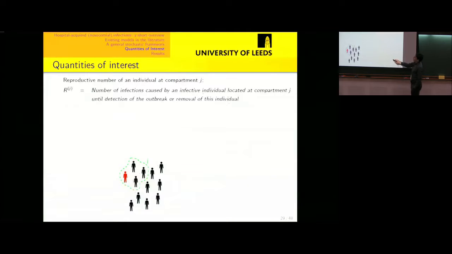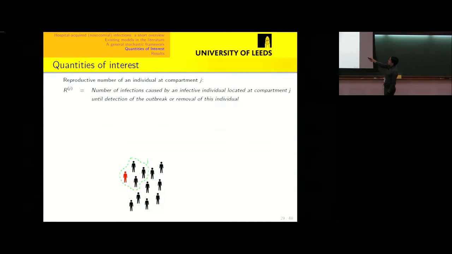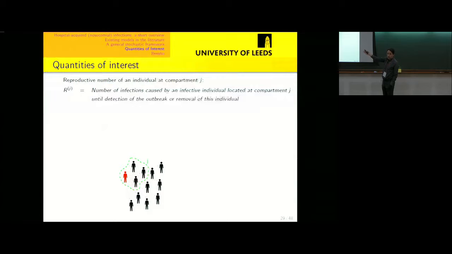That's Rj. Rj is the reproduction number, or the number of infections caused by an infective individual located at compartment J, so an individual of type J, patient, healthcare worker, a surface, whatever, until the individual is removed. That depends on your model. It could be detection of the individual, it could be the end of the outbreak, it could be the individual is discharged, until the individual is removed in your system. Recovery.